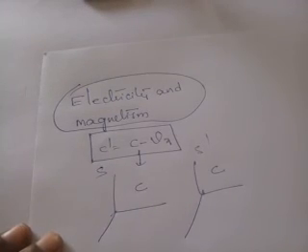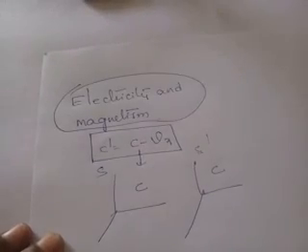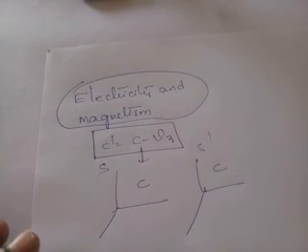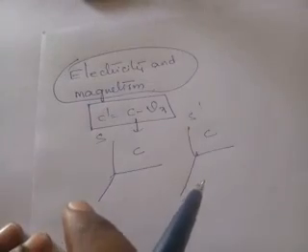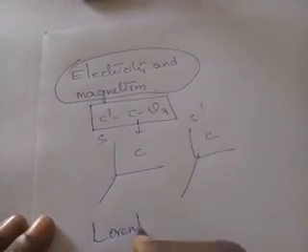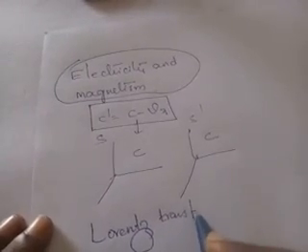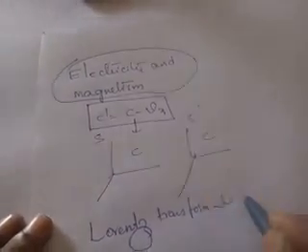To make these invariant, we have to use a few more transformation equations. They are called Lorentz transformation equations.